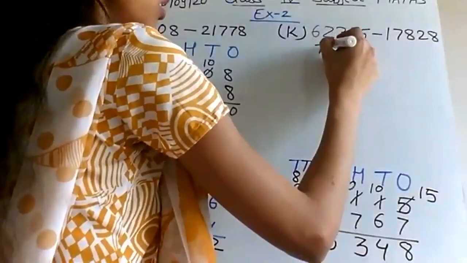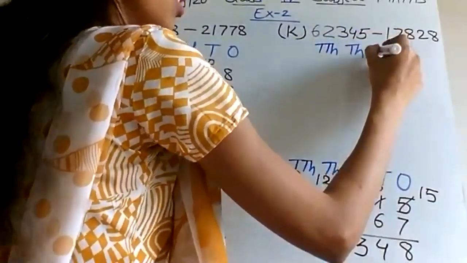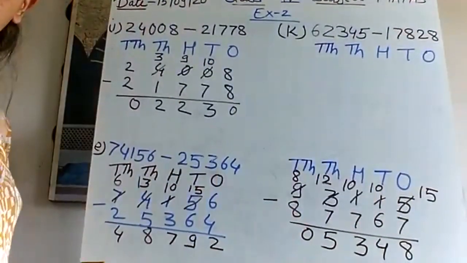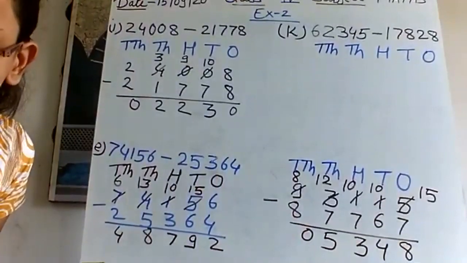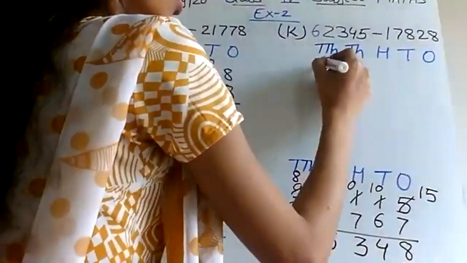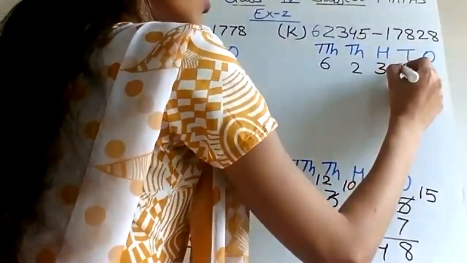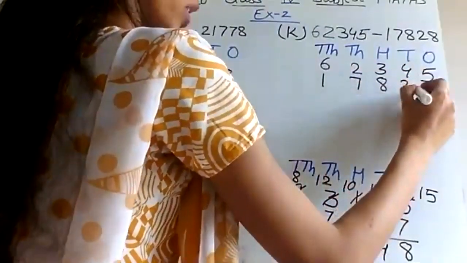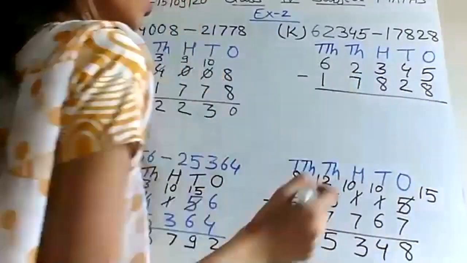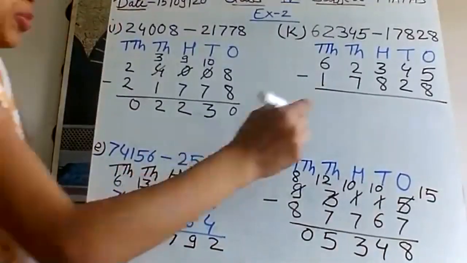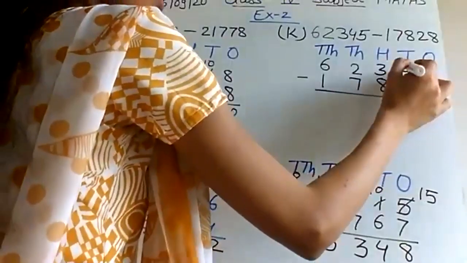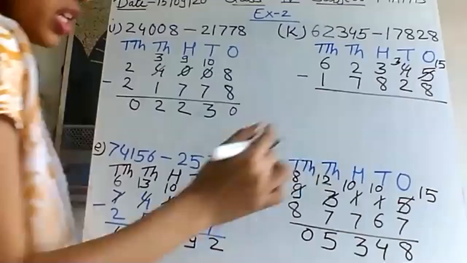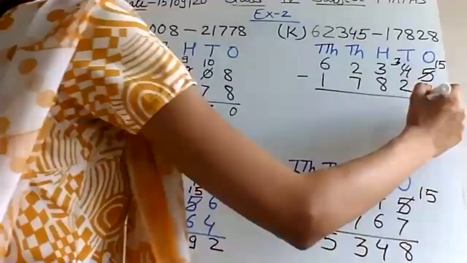So the place values are 10,000, 1,000, 100, tens, ones. Arrange the number. 6, 2, 3, 4, 5. Next number is 17,828 minus. So 5 minus 8, not possible. This 5 will take carry over from previous number, that is 4. So 4 will become 3, 5 will become 15. So 15 minus 8 is 7.